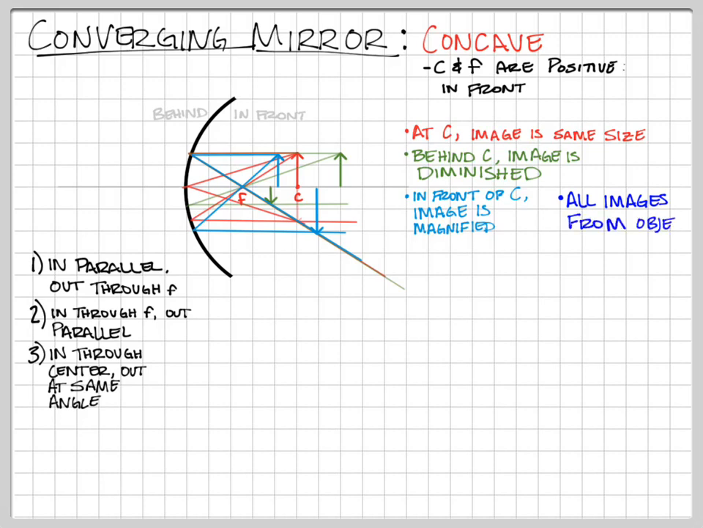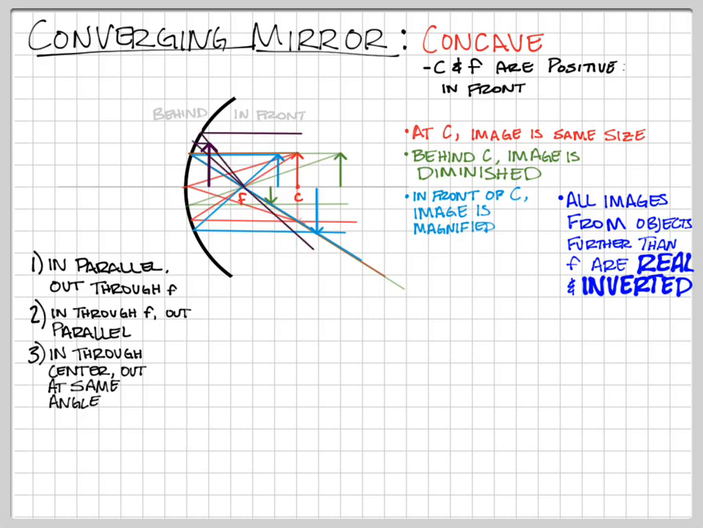Now for all three of these cases, all images from objects that are behind the focal point, or further from the mirror than the focal point, are real and they're inverted. Every single time. Now, I'm getting ahead of myself here, sorry about that. Let's do one in front of the focal point and see what happens. I'm going to use a little darker color because it's getting a little crazy over there. So, we're now between the focal point and the mirror.